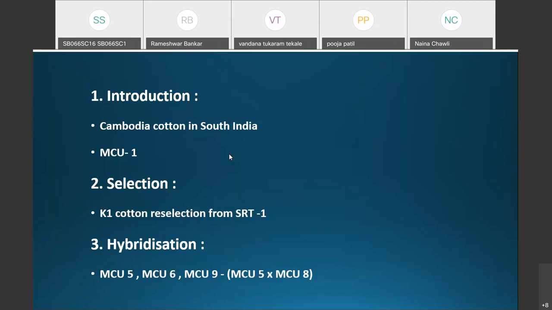Then number two, the selection. How selection works: here you can see K1 cotton, a reselection from SRT1. This is an example of the selection of a cotton variety, K1 cotton selected from SRT1. Then hybridization, the third method.